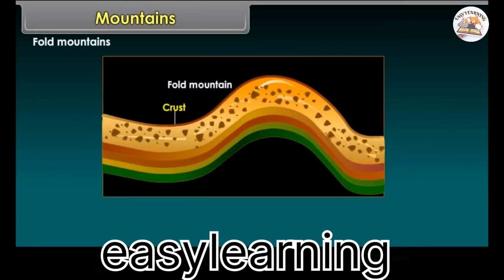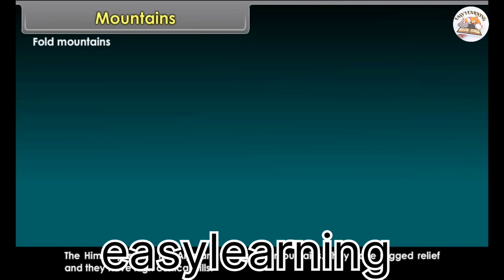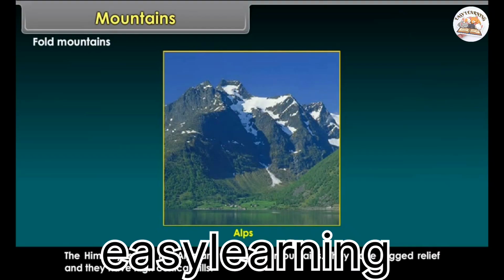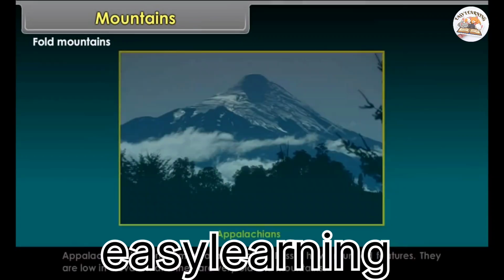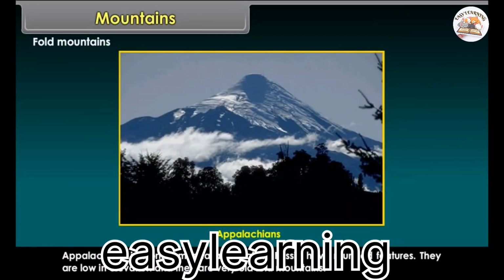Fold mountains. Mountains formed because of folding process of the strata are called fold mountains. The Himalayas and the Alps are young fold mountains. They have rugged relief and they have high conical hills. Aravalis in India are old fold mountains. They are worn down by the processes of erosion. Appalachians in North America and Urals in Russia have rounded features. They are low in elevation and they are very old fold mountains.